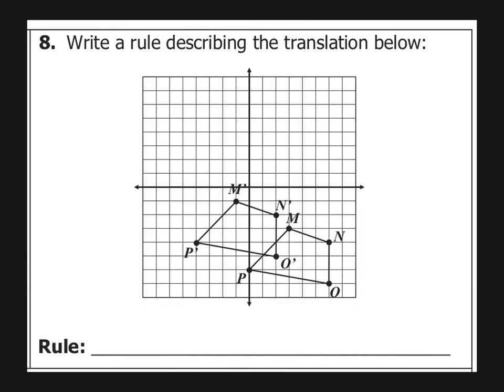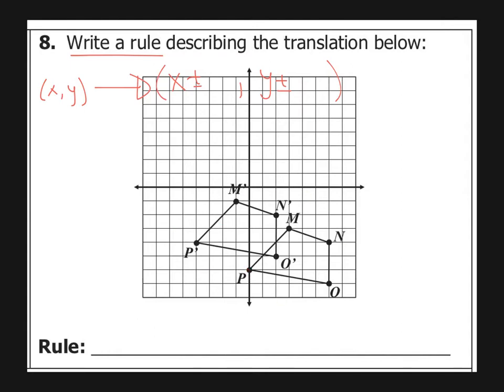For this example, you're noticing immediately that things are a little bit different. We already have our figures in position. And what do we want to do? This time we want to write a rule. What we want to end up with is (x, y) goes to (x plus or minus some number, y plus or minus some number). And those numbers have to describe what happened in the picture.